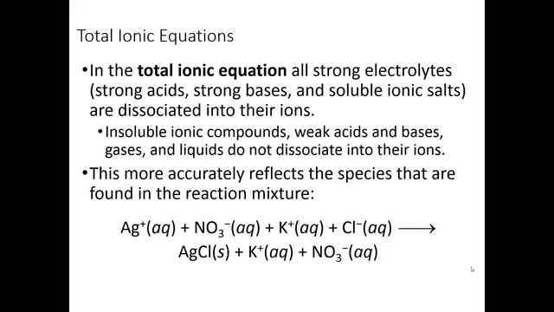The reaction of silver nitrate with potassium chloride has the total ionic equation shown on the screen. Note that we have a single silver ion plus a single nitrate ion plus a single potassium ion plus a single chloride ion, all aqueous in our reactants. In our products, note that because silver chloride is a solid, it does not separate, but potassium nitrate is aqueous and it does separate into K+, more potassium ions, and NO3-, the nitrate ions.